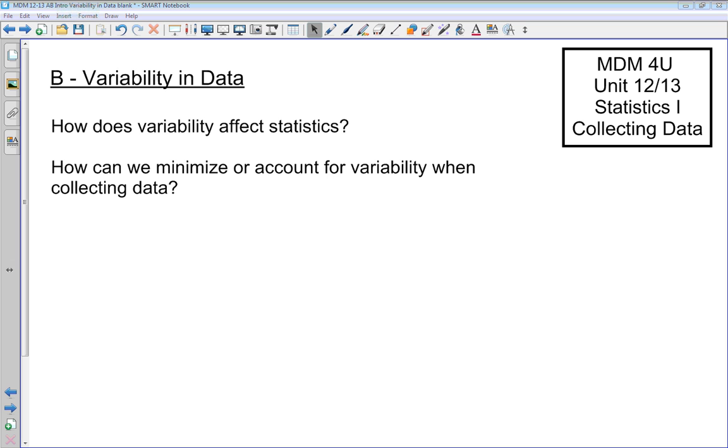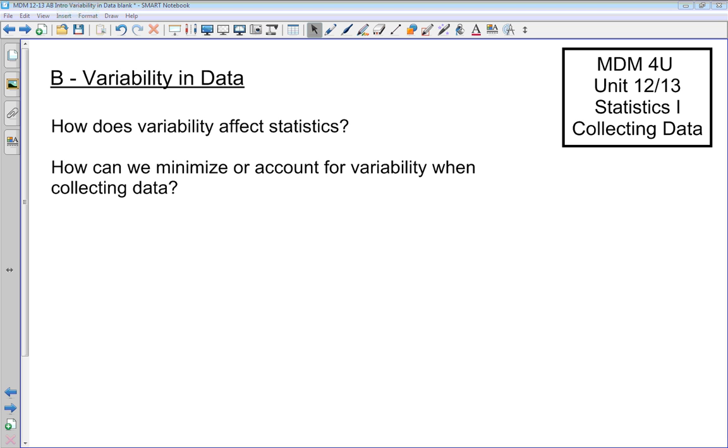So what we're going to look at today is how does variability affect statistics? It's rather a vague little goal, but we'll be looking at that throughout the rest of the unit. We also want to start thinking about how we can minimize or account for variability when we're collecting our data.